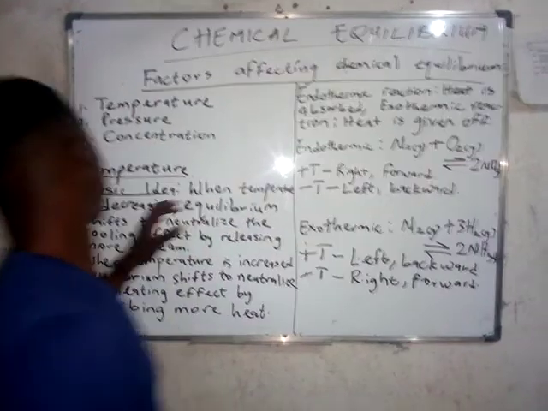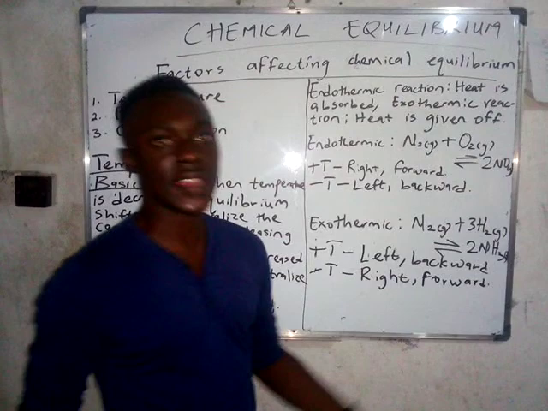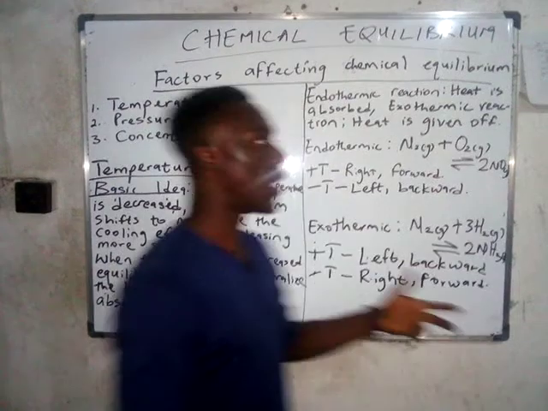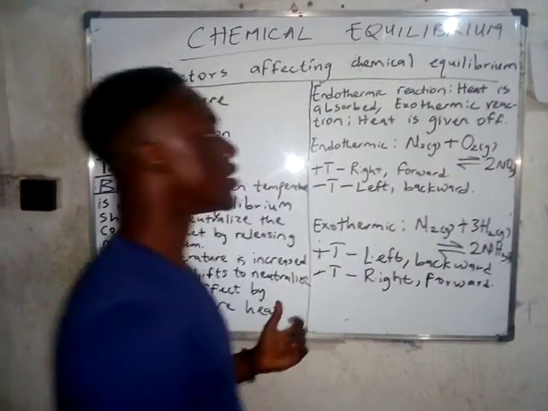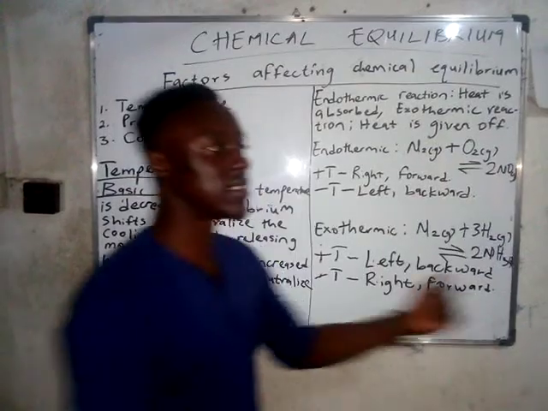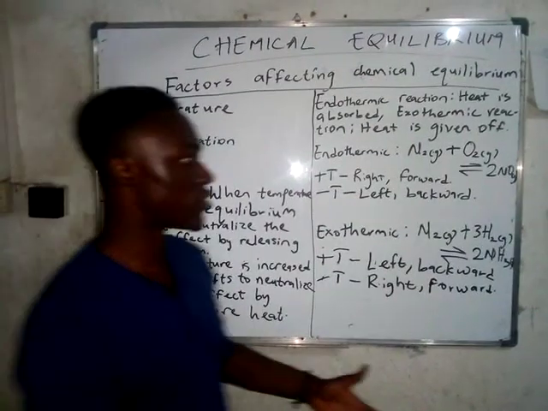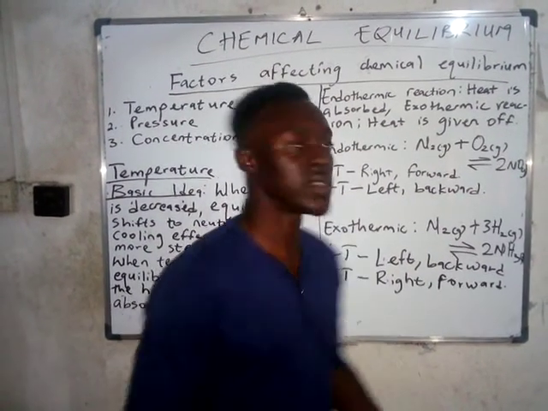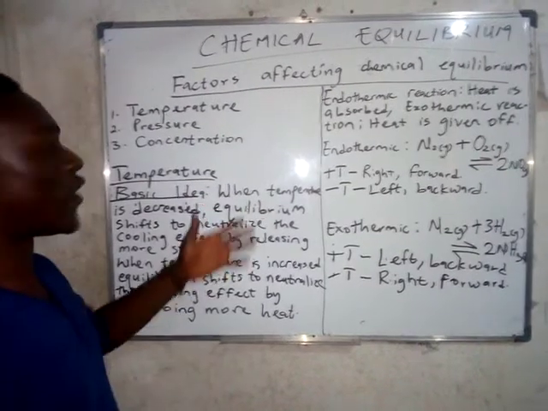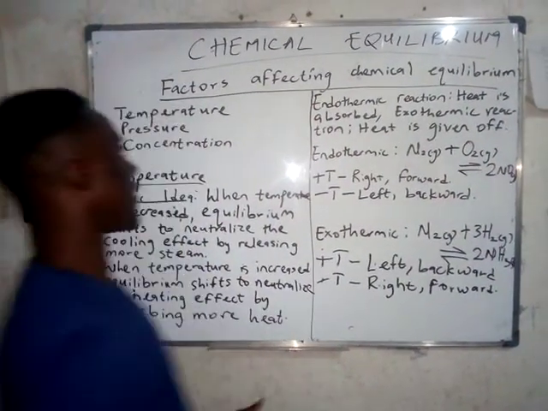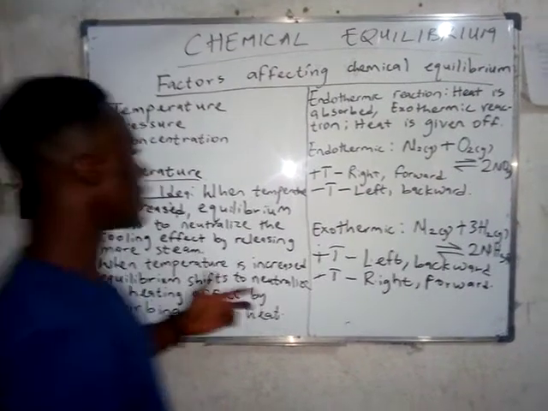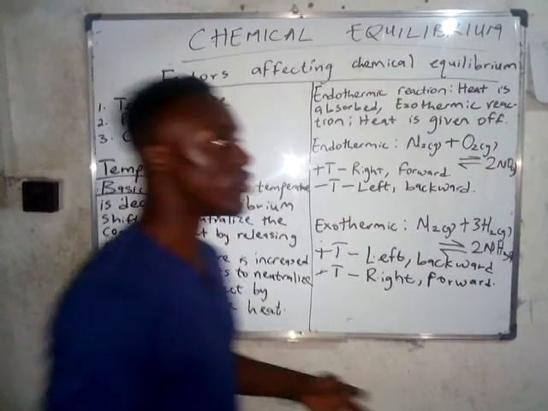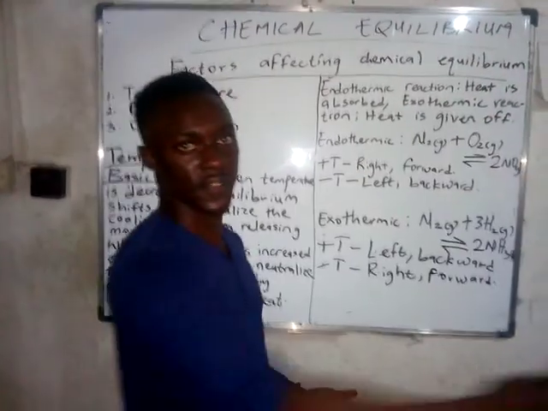We're going to look at the effects of temperature, the basic idea of how temperature affects an equilibrium system according to Le Chatelier's principle, and also what happens when temperature is increased and when temperature is decreased. We're also going to look at the types of reaction based on when heat is evolved and when heat is absorbed by a chemical system. So the basic idea of temperature being a factor affecting chemical equilibrium is what happens when temperature is increased and when temperature is decreased. Now, temperature is increased, of course, by addition of heat energy.